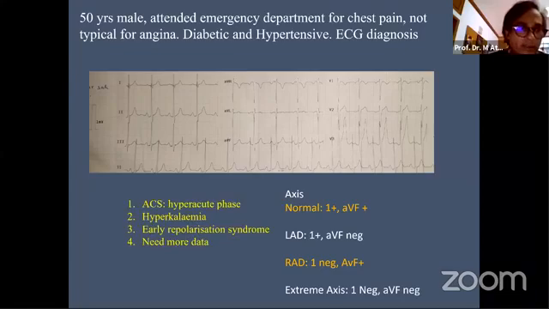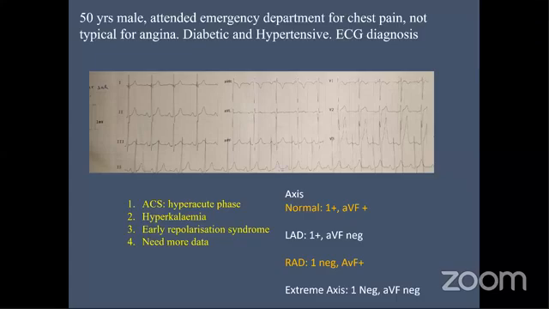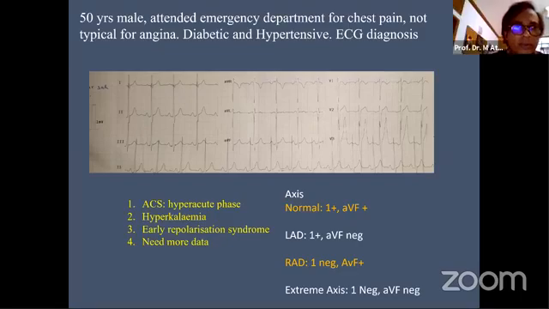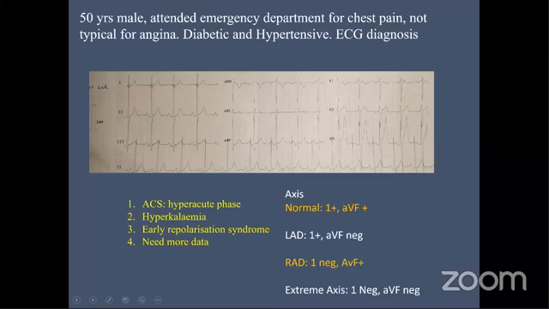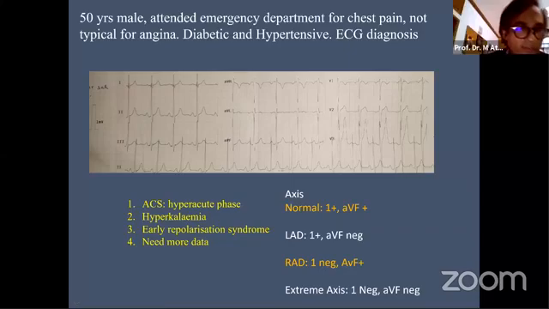The options are: number 1, acute coronary syndrome hyperacute phase; number 2, hyperkalemia; number 3, early repolarization syndrome; number 4, I need more data. So the participants are requested to answer in the chat box. Sir, due to time constraint, I give a maximum of 1 minute for the answer. Maximum 1 minute in the chat box. They'll say 1, 2, 3, 4. Dear participants, 1 minute is the stipulated time.